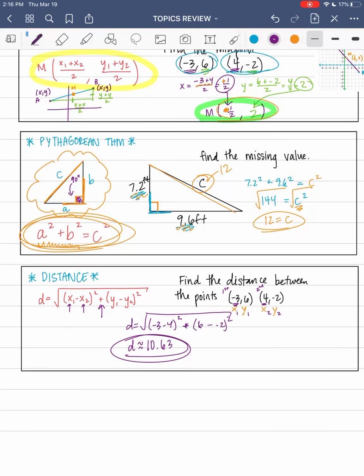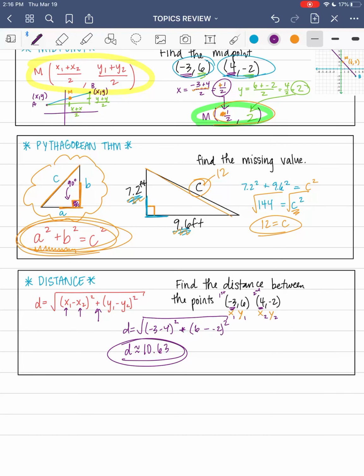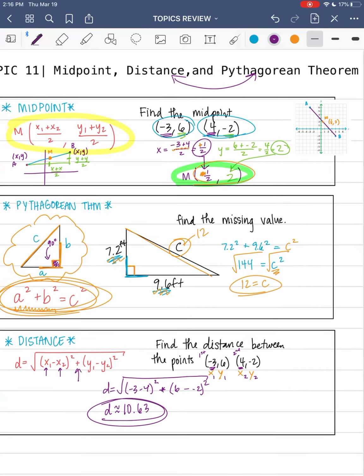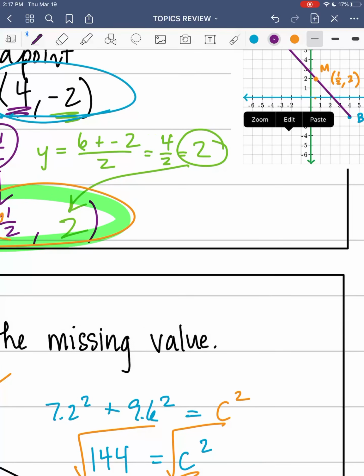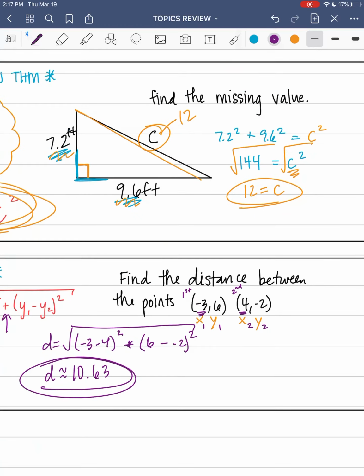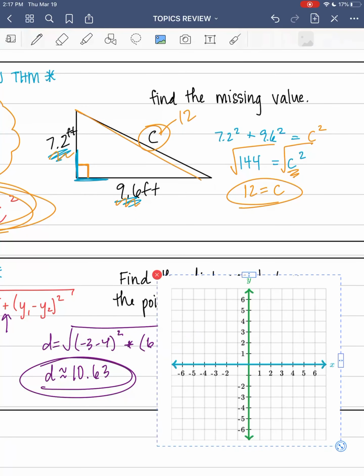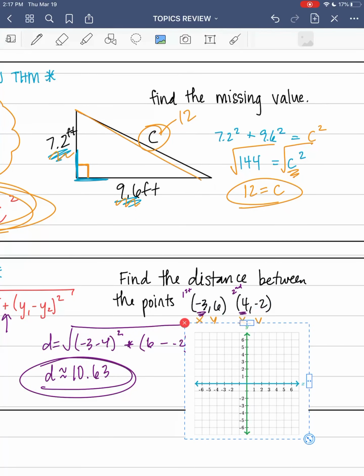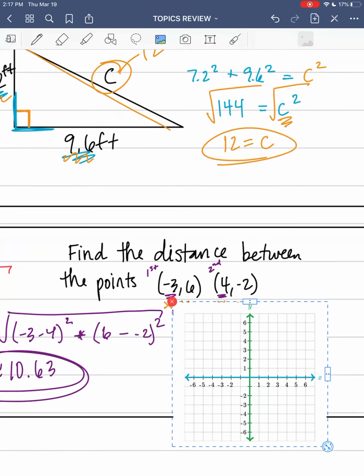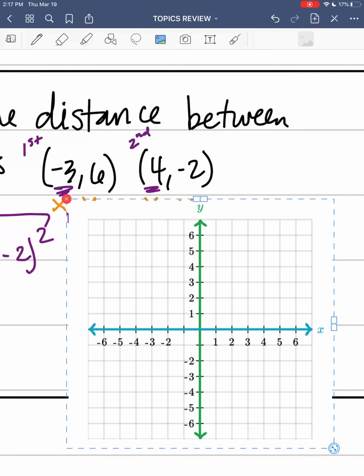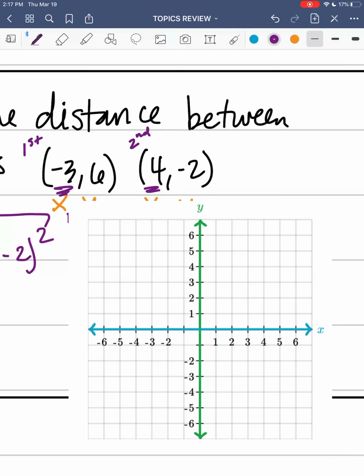10.63. And well, let me show you again. I'm going to grab this thing again. Oh, do I still have that copied? Can I just paste it down here? Oh yeah, okay, cool. So let's plot these two points and I'll show you what I mean. The point -3, 6 is -3 and up 6, and we have 4, -2. These are the same points we used above, but now we're looking at the distance between them.